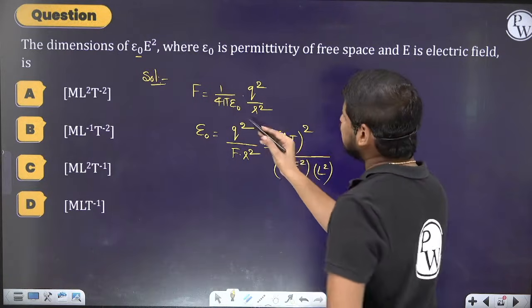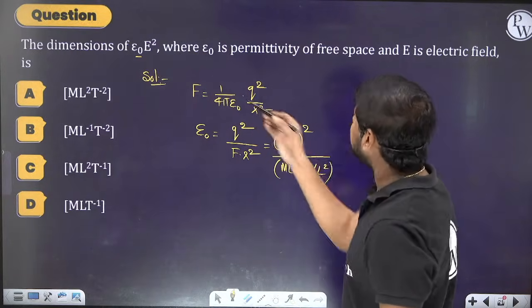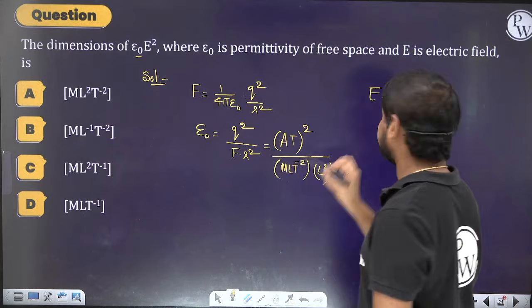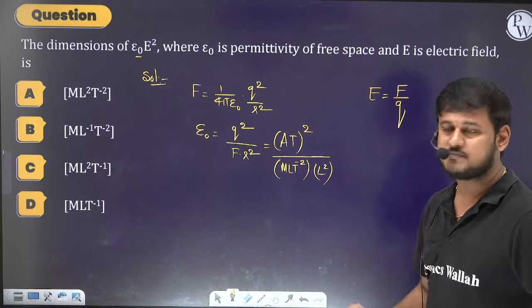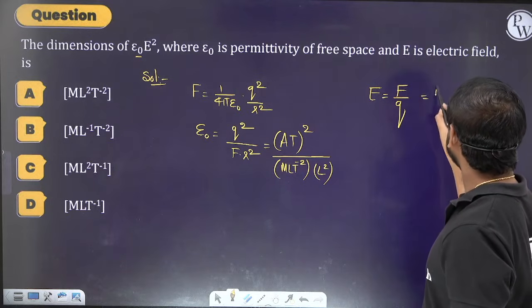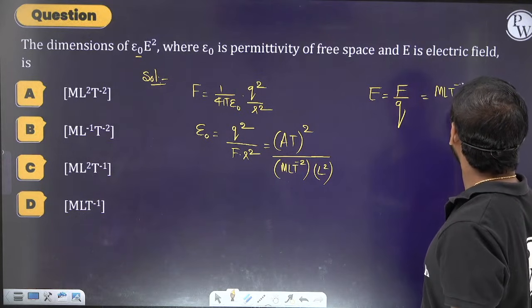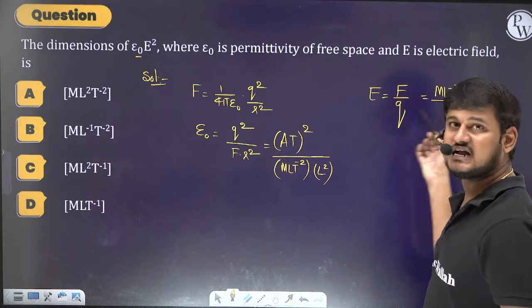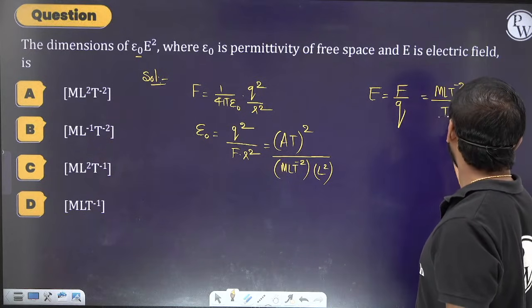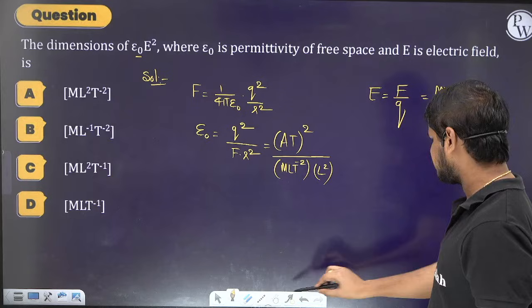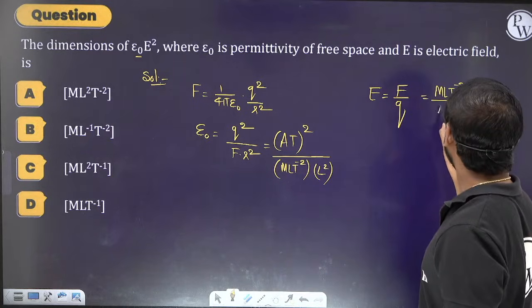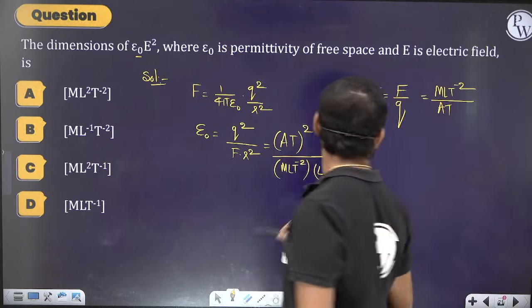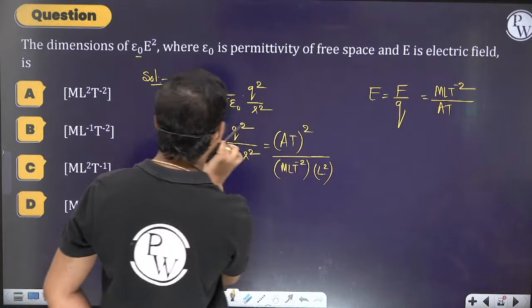And then next we have the electric field. E is the electric field. Electric field units, how can you write? Force upon charge. Force is M L T to the power minus 2. The charge is current into time, which is I into T, so you can write A T simply. So here we have E and we have epsilon naught.